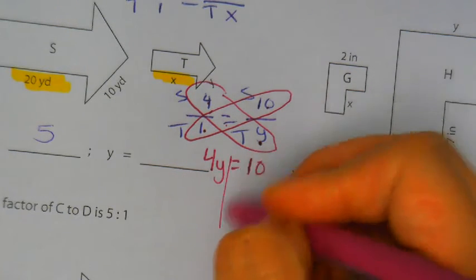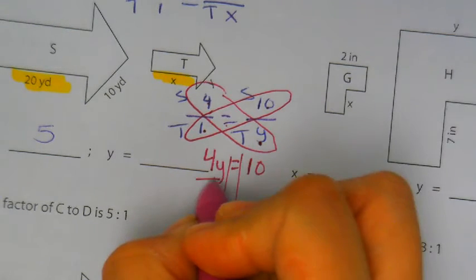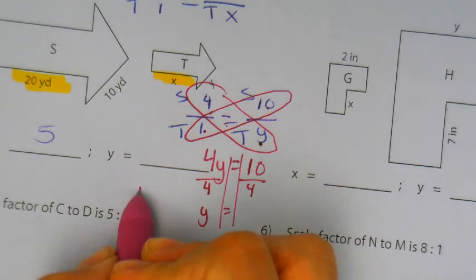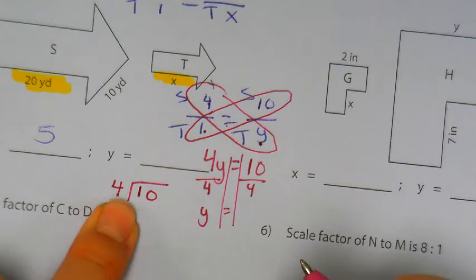Now we're going to do a one-step equation. How do I move the 4? Divide by 4, divide by 4. Y equals, I don't know. Let's do it over here. 10 divided by 4. What is it?